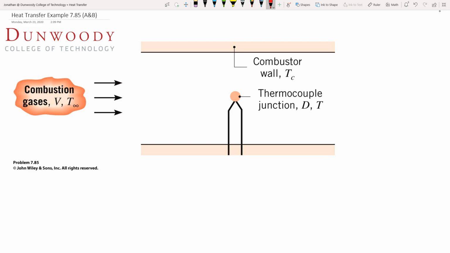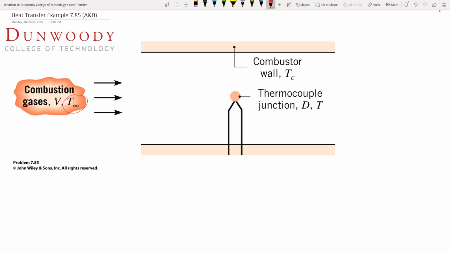Looking at this problem, we have a combustion chamber. We're trying to measure this gas temperature T infinity with a thermocouple. We happen to know what it is, but we want to see when we can get this thermocouple up to the temperature. And secondly, we want to find, if we have radiation between this thermocouple and the combustor wall, how much that affects the actual temperature reading.